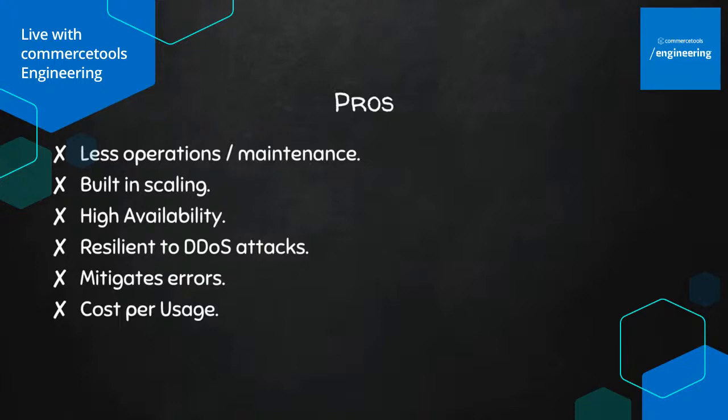It also had built-in scaling. Tire Discounters had never had an e-commerce funnel on their website. We had no way of knowing if it was 1 order a day or 1,000 orders an hour. So we had no idea how to scale up the resources, and this auto scaling helped. We've got that high availability, resilient to DDoS attacks.